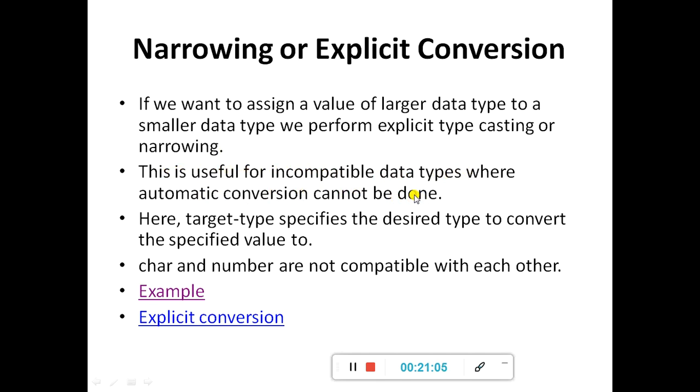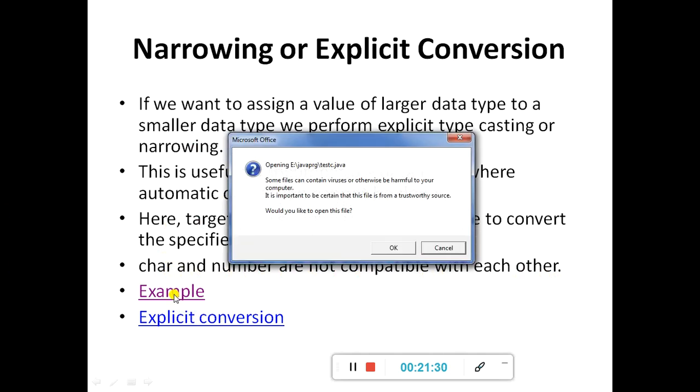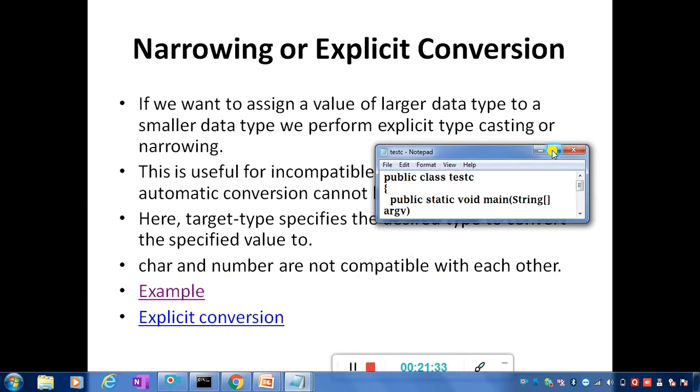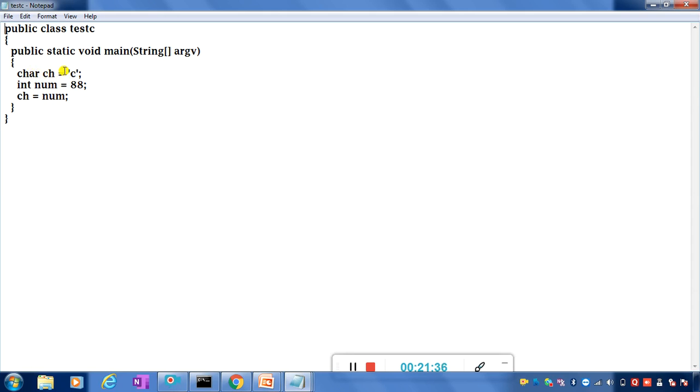Okay, that is, initially we saw that we can convert an int to float, but float to int, float is a bigger type than int, so that is not possible. So for that we need to do what? Typecasting. Okay, or we call it explicit conversion. But over here again you have to keep in mind, character and numbers are not compatible with each other. So if you want to see, we'll see this example. Your character ch is a variable which has value c, and num is a variable which has value 88. So I'm trying to assign num to ch.